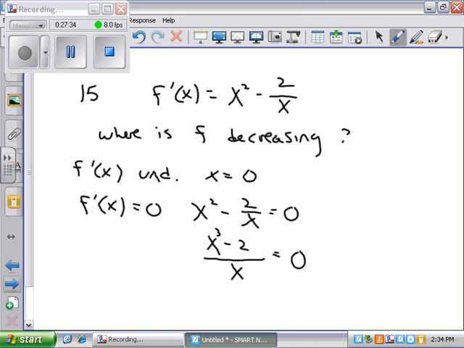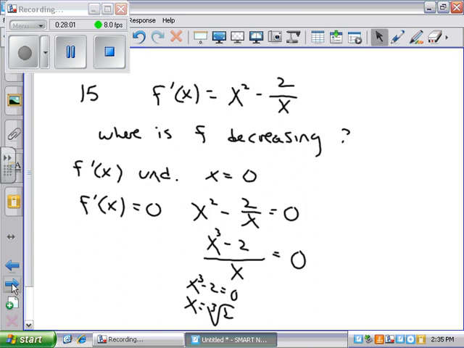Either way, you're going to wind up with x cubed minus 2 equals 0 for the numerator of the derivative to be 0, which would make this 0. You had to get it to be a nice little equation here. So this is going to equal 0 when x equals the cube root of 2.